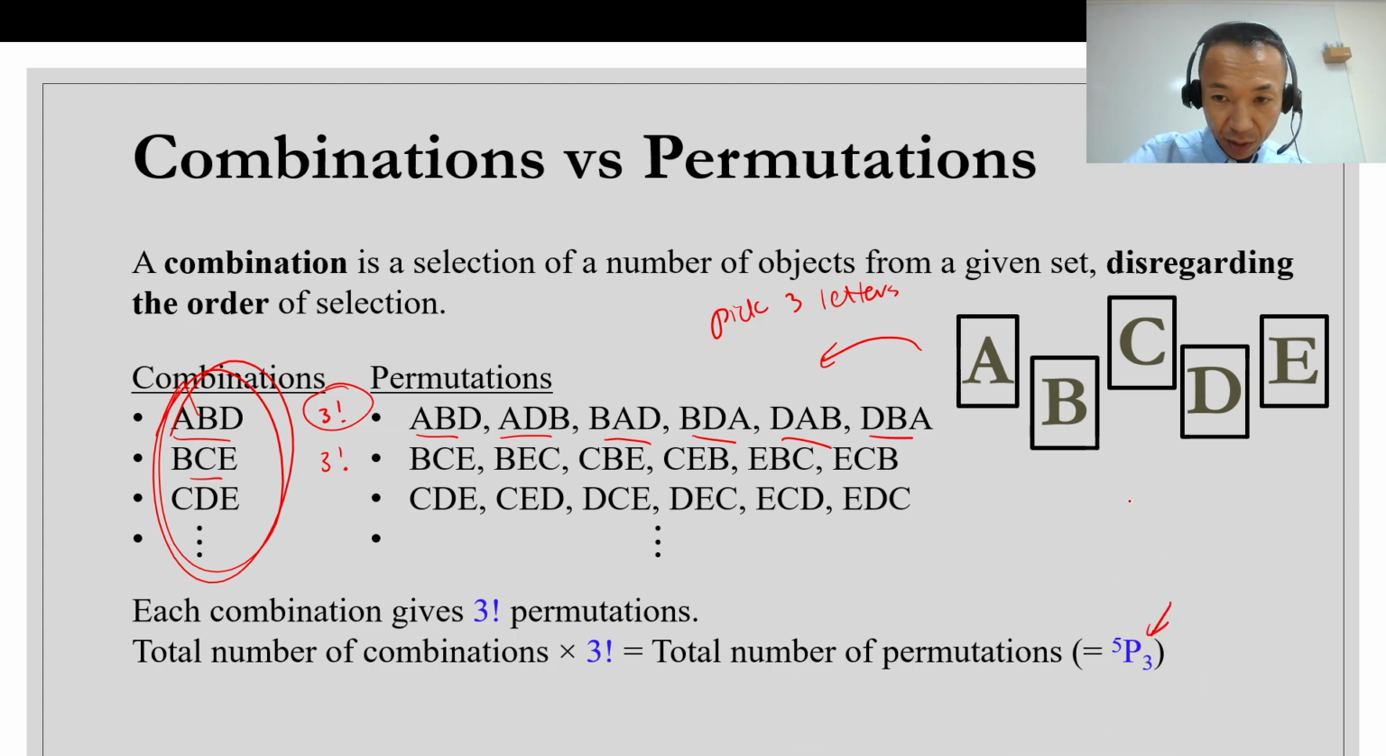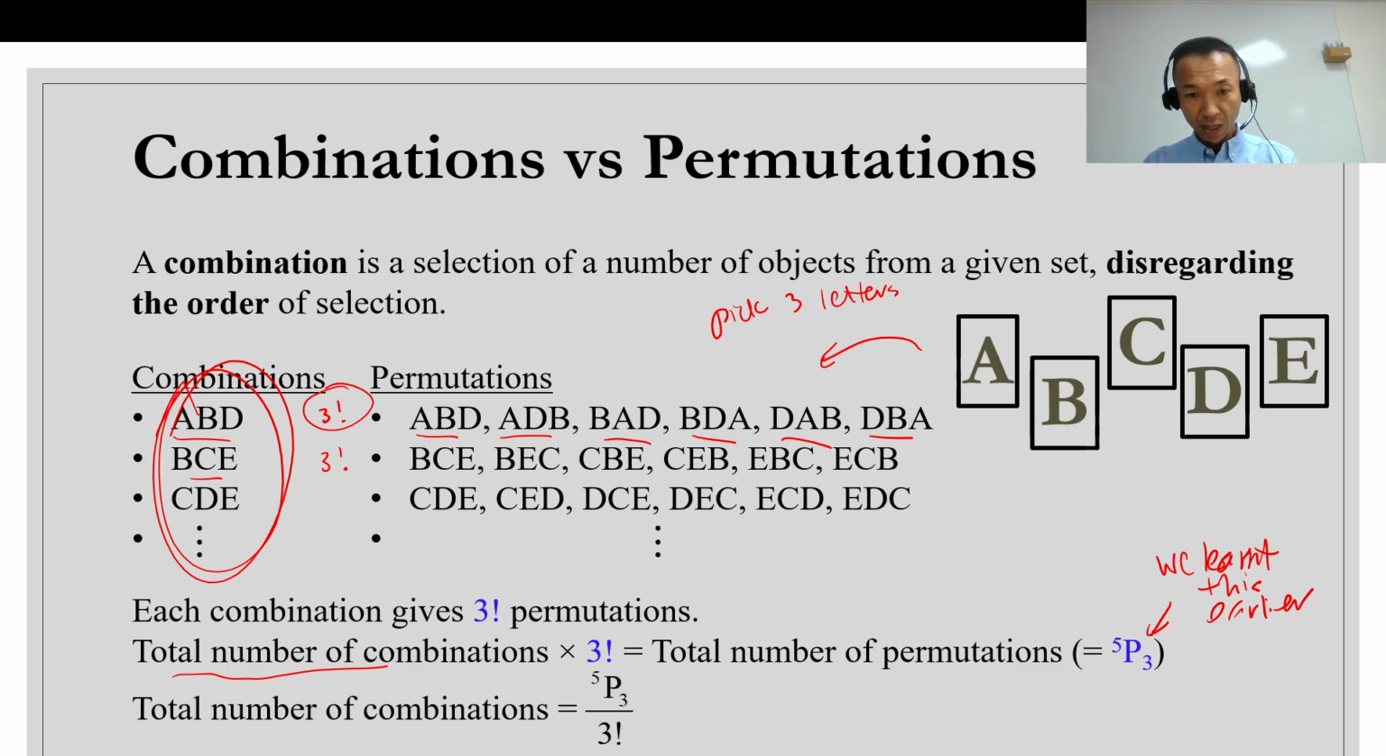This is what we learned earlier. How many ways can I arrange 3 letters out of 5 letters? This is 5P3. So, is it obvious to us that therefore the total number of combinations here is just 5P3 divided by 3 factorial? Get it? So, this is a specific example.